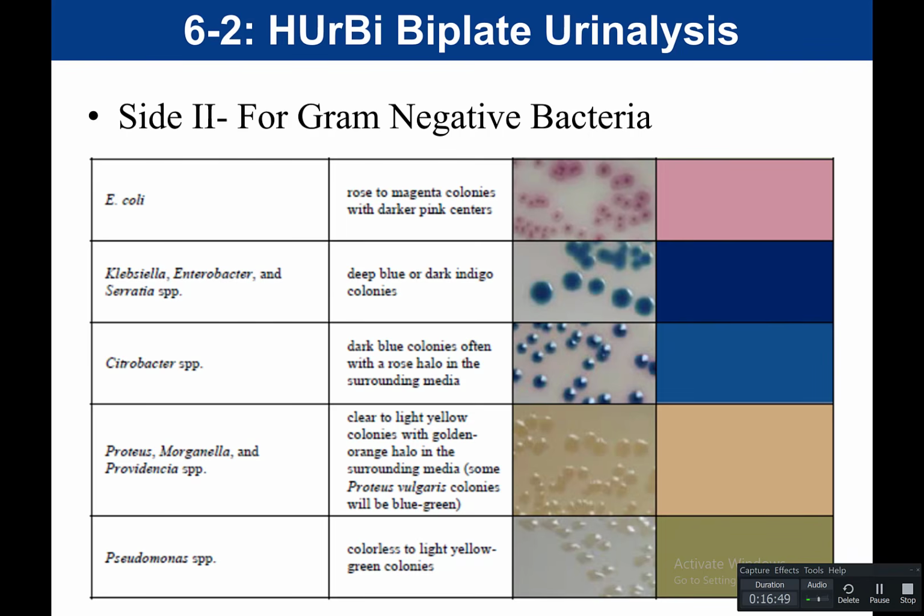So this is the other side of the plate that allows the gram-negative bacteria to grow. These are the various colony colors that you might see. And based on those colors, this is your presumptive identification. Again, you don't need to memorize that. If I ask you anything about the types of bacteria that are growing on the plate, I would give you this table.